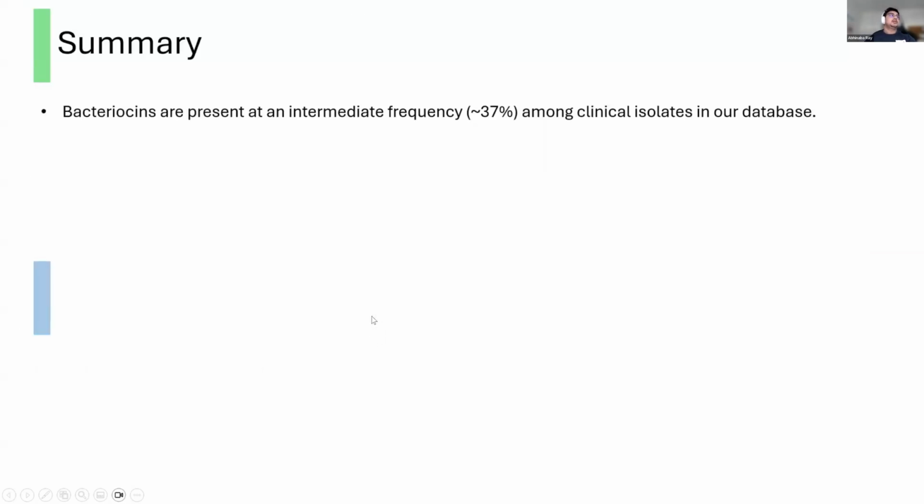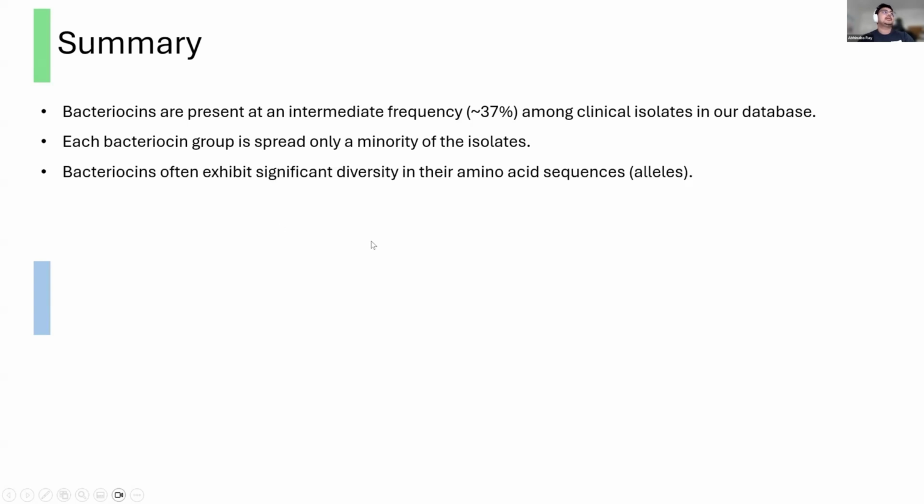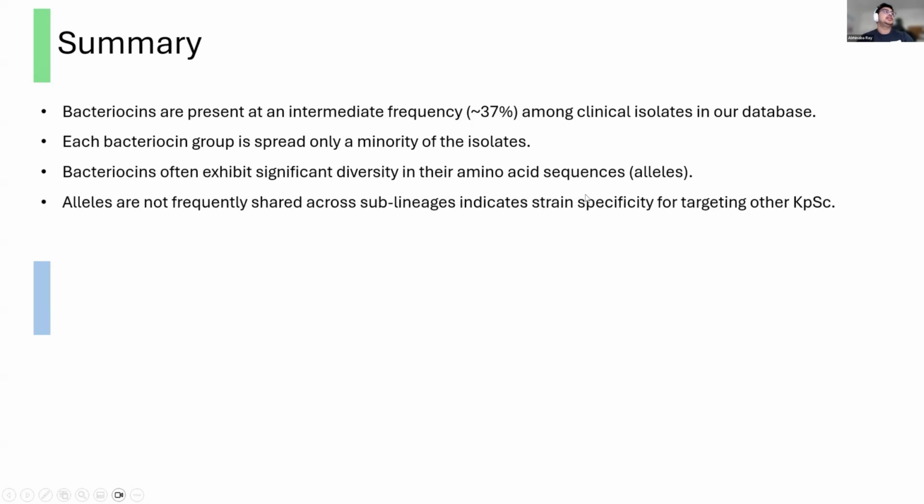Going back to the summary, we saw that 37% of isolates carry bacteriocins among the clinical isolates in our database. Each bacteriocin group was spread across only a minority of isolates. Bacteriocins often exhibit a high diversity of unique amino acid sequences or alleles. They are not frequently shared across sublineages, which indicates strain specificity, which would be important for targeting other KPSCs.